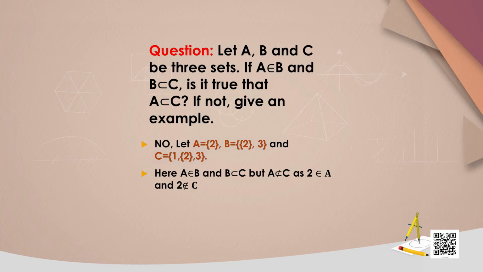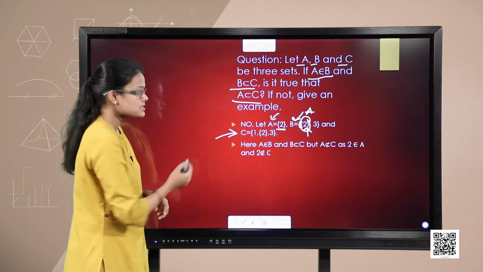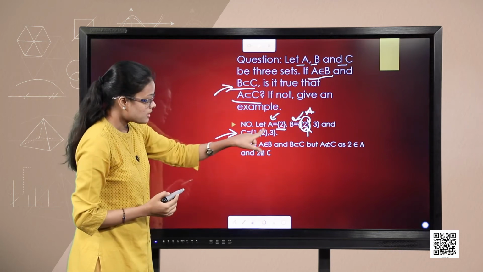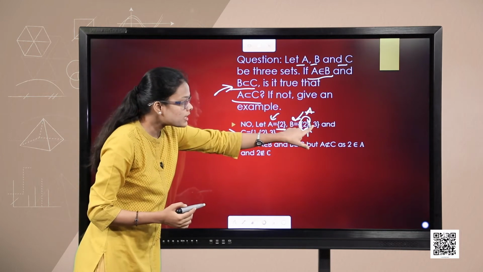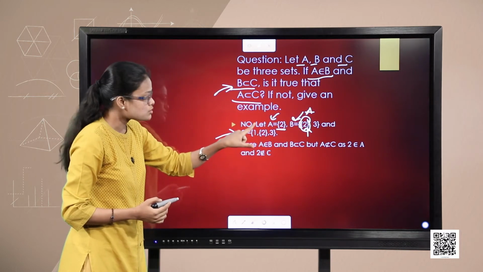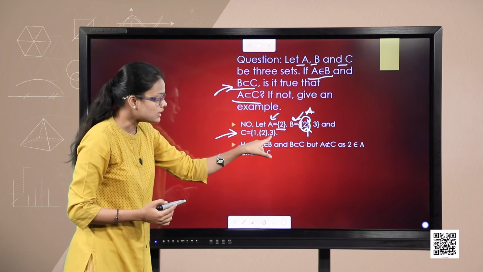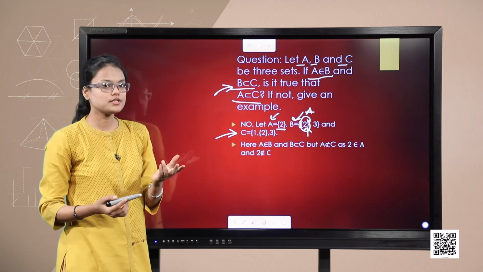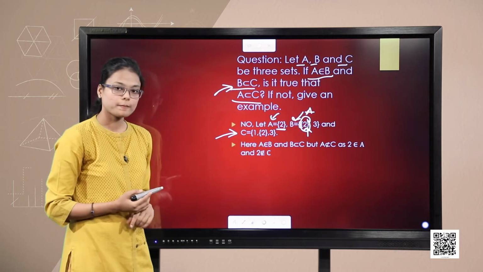Now, see the construction of the set C. C consists of three elements: 1, set {2} and 3. And yes, it satisfies the condition that B is a subset of C. As you can see, every element of B is there in C. So, the set {2}, and 3 are members of C, along with any other element, let us take 1.